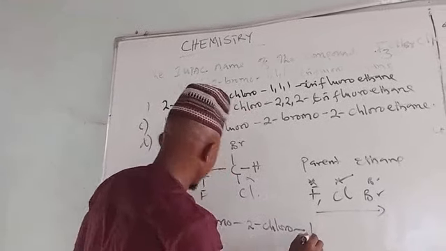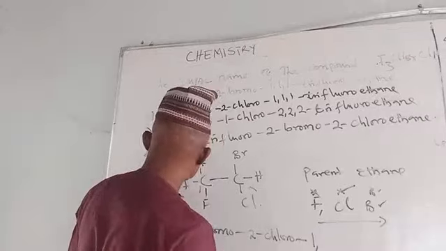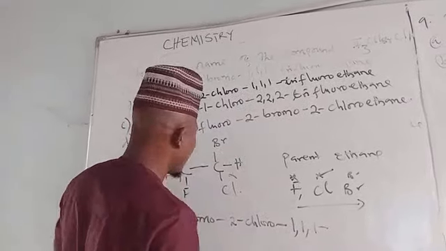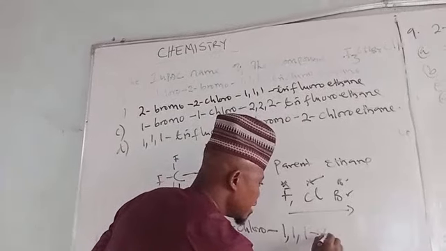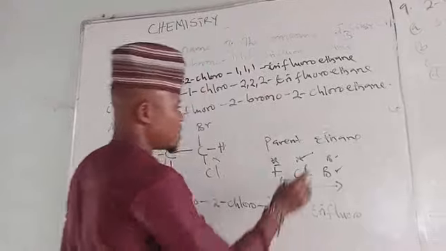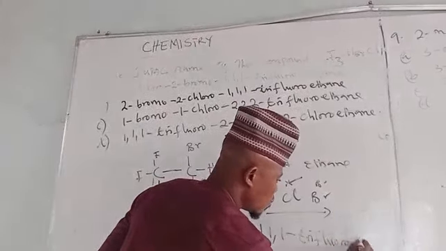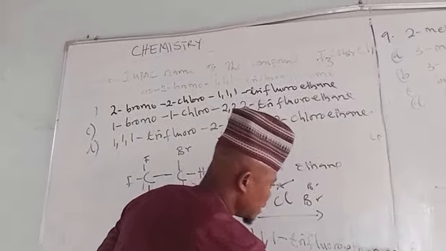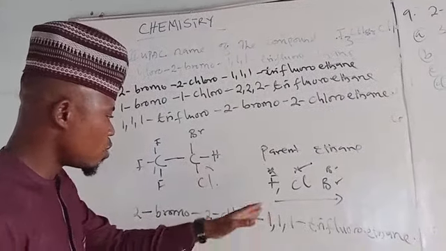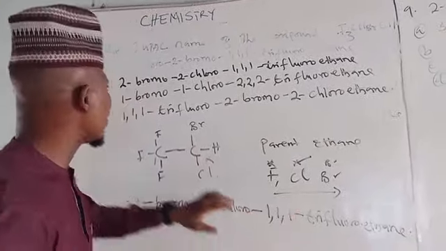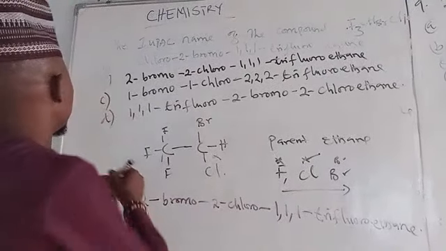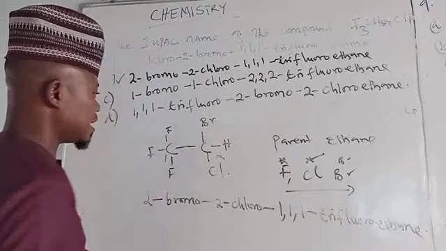Then we have fluorine on carbon 1. There are 3: the first one is on carbon 1, the second one is on carbon 1, the third one is on carbon 1. So we'll have 1,1,1, and because there are 3, we say trifluoro. Because our parent chain is ethane, the name is 2-bromo-2-chloro-1,1,1-trifluoroethane. That gives us option B. So B is the correct answer.